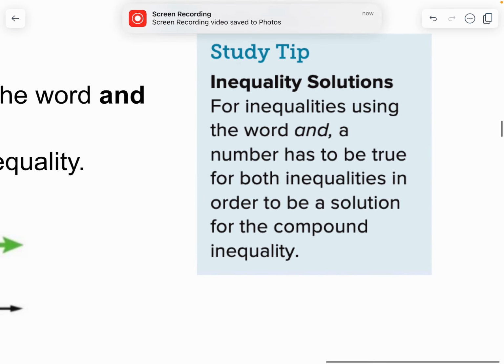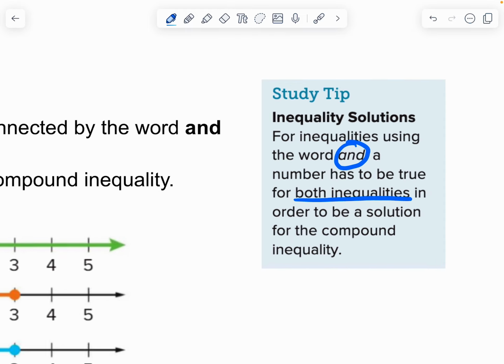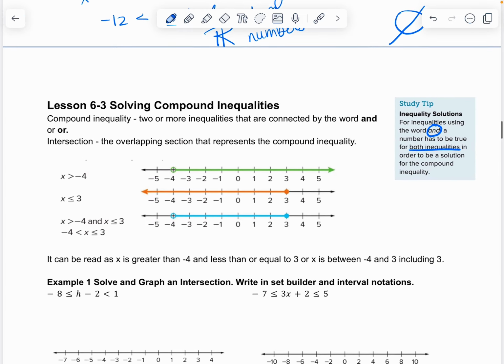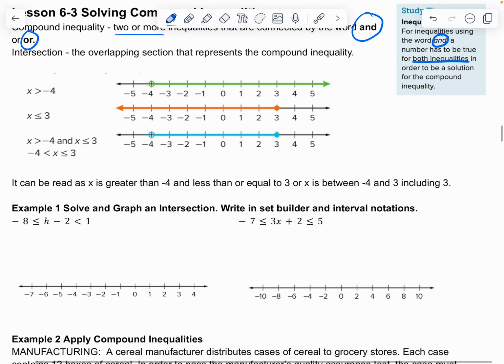It says, for inequalities using the word and, a number has to be true for both inequalities in order to be a solution for a compound inequality. Okay, so here we have it, compound inequality: two or more inequalities that are connected by the word and or the word or. Intersection: the overlapping section that represents the compound inequality.